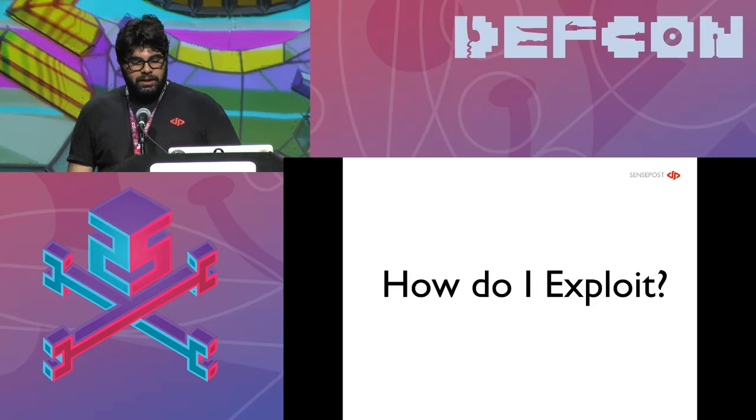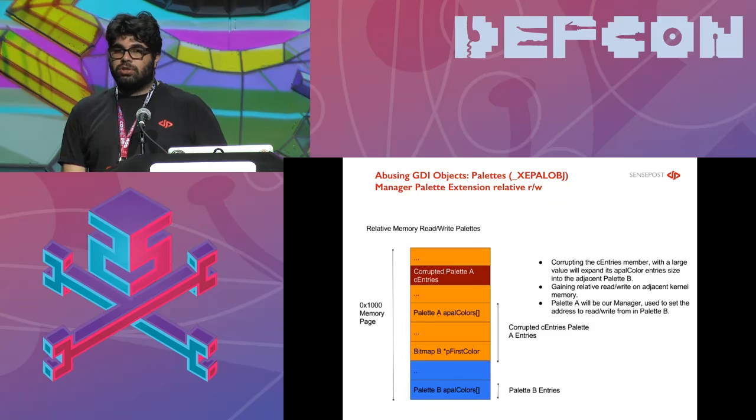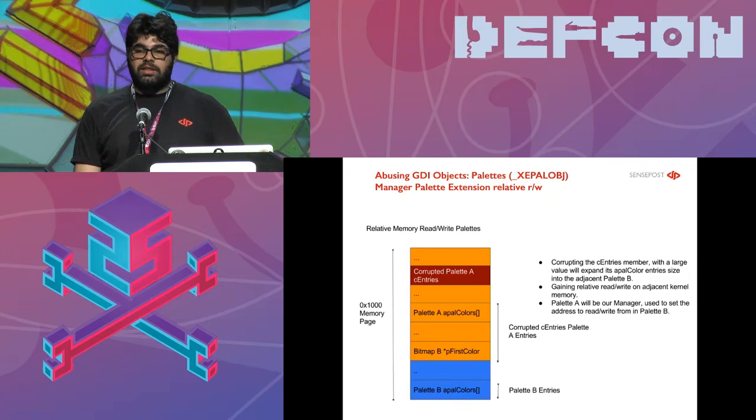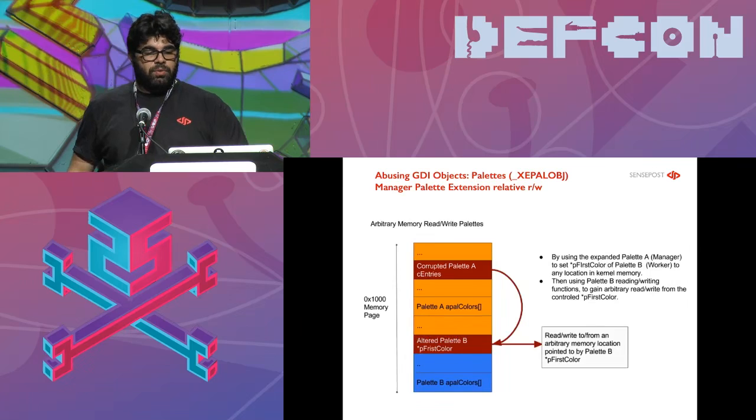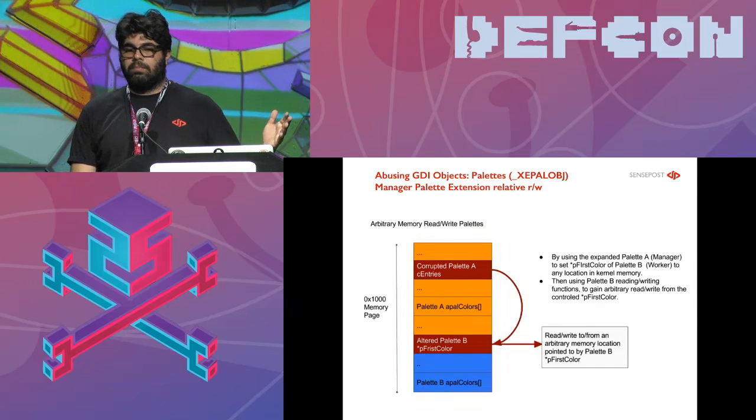So how do you exploit palettes? If we have a pool spray that results in two adjacent palettes being allocated in memory, and we have a pool corruption primitive that allows us to increase or extend the size or the number of entries of the specific palette, that will give us relative read and write into the adjacent object, which is another palette. We can abuse that by overwriting the pFirstColor pointer and use the second palette to read and write from anywhere in kernel memory.